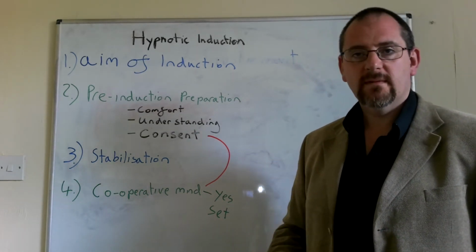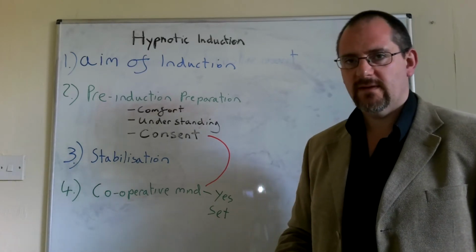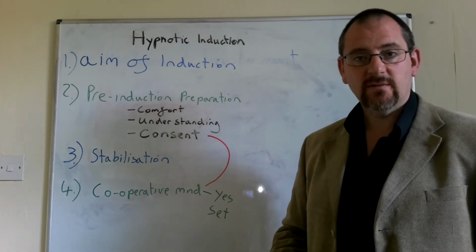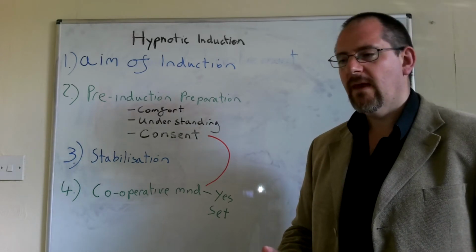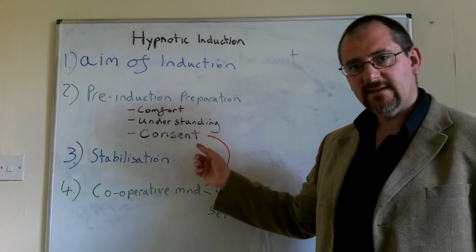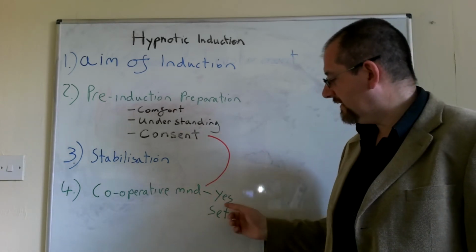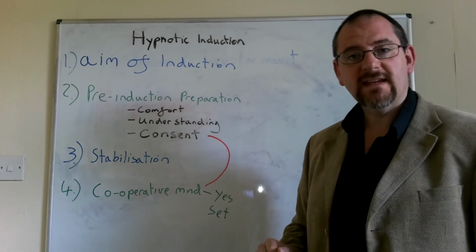Okay. And 4th on the list is cooperative mind. We want them to have a cooperative mind, of course we do. We want them to be going with the process. And there are many subtle barriers, which we'll discuss later on in more detail, towards that. But the basics are, by getting their consent, they are cooperating. The other thing we might do, for example, I'll mention here is a yes set.